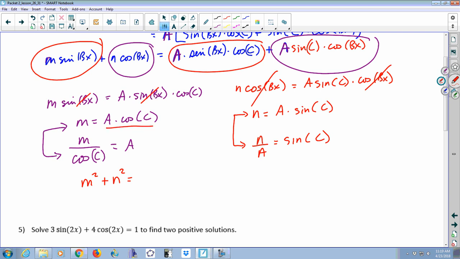So if we square m, we're going to square this whole thing here. So the a gets squared and the cosine of c gets squared. That's m squared. You just square each factor. That's just your exponent properties, like 2x squared is 4x squared. Then we're going to square n, and it's going to look like this: a squared times sine squared c.